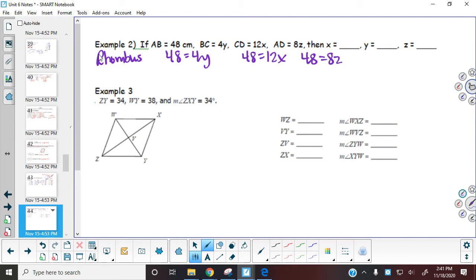So for x, 48 divided by 12 is 4. 48 divided by 4 gets us 12 for y, and 48 divided by 8 gets us 6 for z. So again, as long as we know it's a rhombus, we know all of those sides are going to be equal. All right, so I'm going to let you pause the video and work through example number 3. Let's see what we come up with for our missing measures.